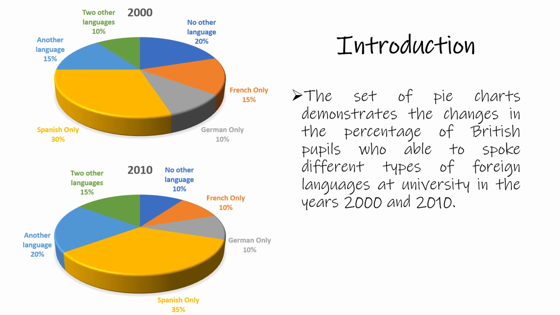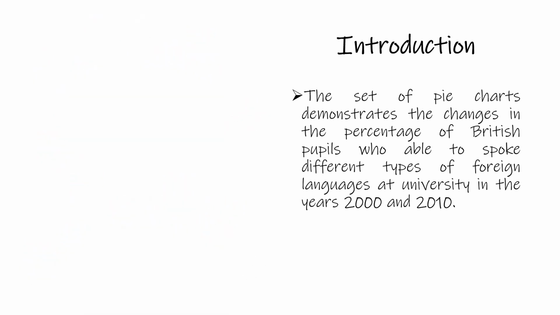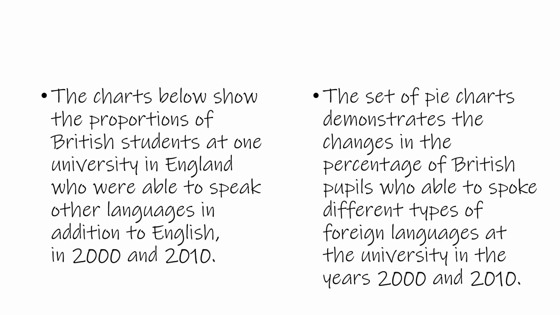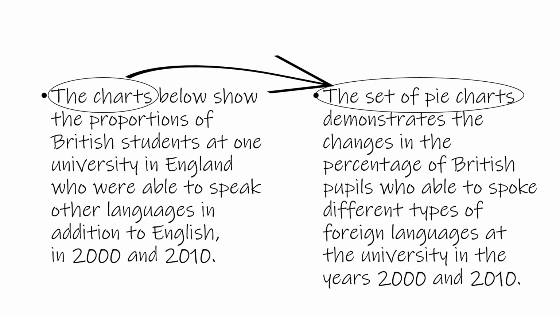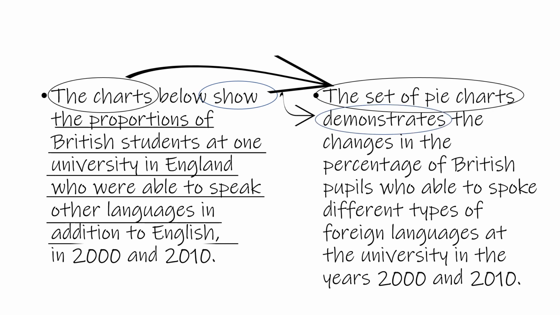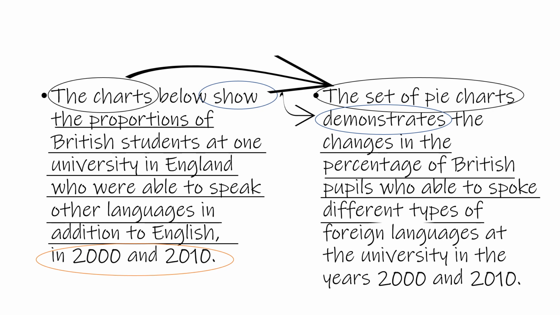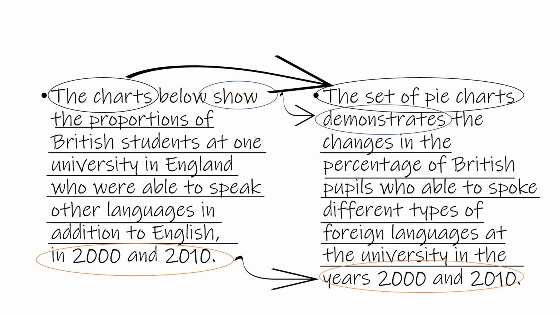The set of pie charts demonstrates the percentage of British pupils who were able to speak different types of foreign languages at university in the years 2000 and 2010. Here, I replace the charts with a set of pie charts, and shows with demonstrates. And in the final phase, the proportions of British students at one university in England who were able to speak other languages in addition to English becomes the percentage of British pupils who were able to speak different types of foreign languages at university. And yes, never write the word below in the introduction. All in all, you ought to use synonyms of the words provided in the question.